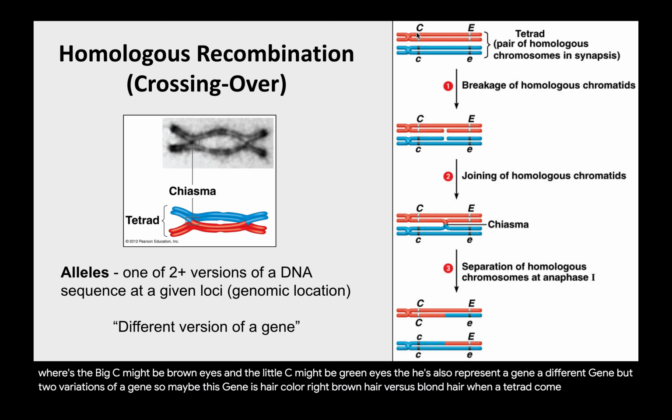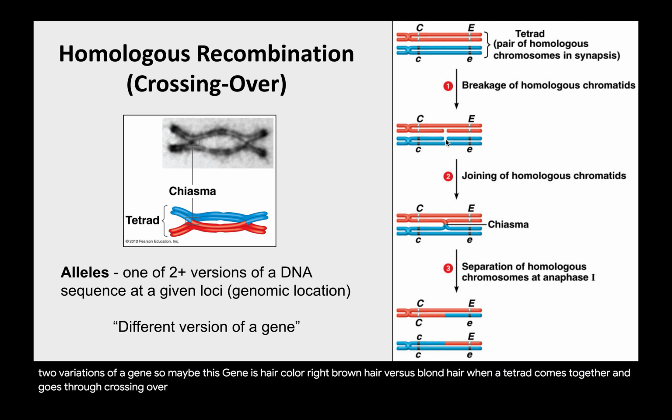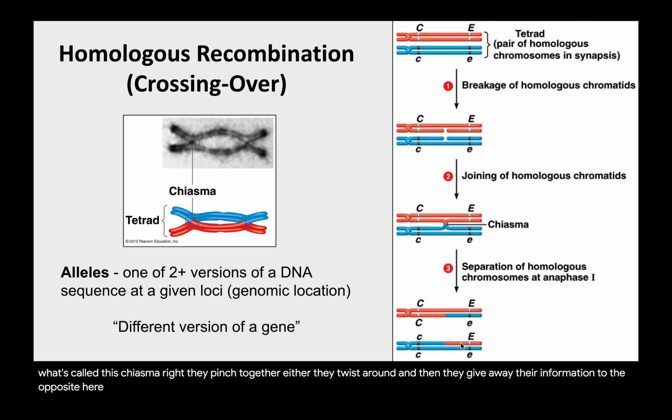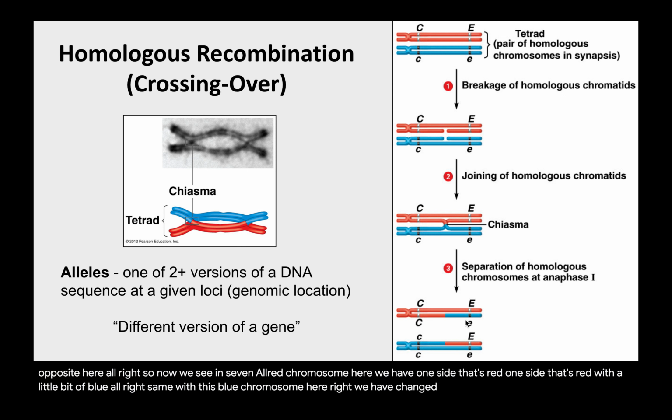When a tetrad comes together and goes through crossing over, they essentially break off segments of their chromosome. They essentially pinch together at what's called the chiasma. They pinch together, they twist around, and then they give away their information to the opposite pair. So now we see instead of an all red chromosome here, we have one side that's red, one side that's red with a little bit of blue. Same with this blue chromosome here. We have changed the allele that this side of our red chromosome is carrying.